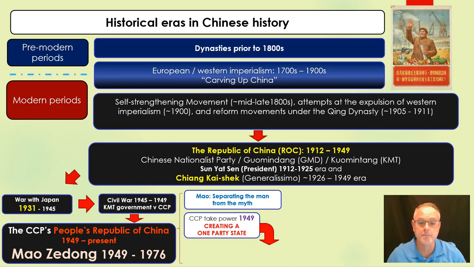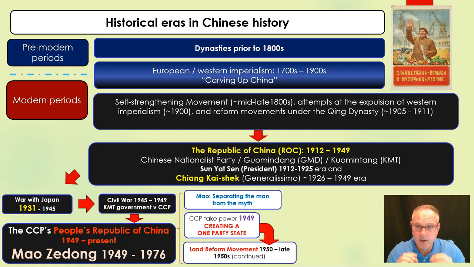A really important concept, and the only way you can do that is looking at the different periods of his life. So in 1949, under Mao, the Communist Party take power, and they set about creating a one-party totalitarian state. During the 1950s, Mao leads what becomes known as the land reform movement. It continues after the 1950s, but from about 1950 to the late 1950s is the high point of this land reform movement, which we've got to go into. But get your head around it here.